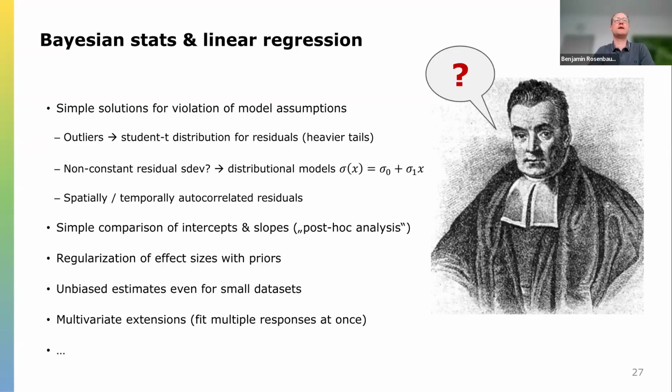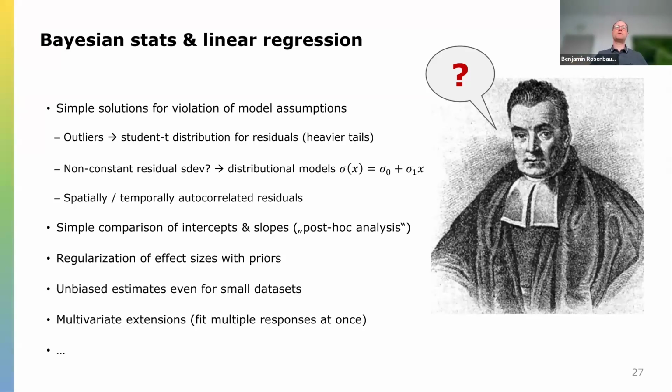For instance, if you have outliers, this means that sometimes your residuals are a bit larger than expected for single data points, and a normal distribution doesn't describe this residual distribution well. You can use a student t-distribution, which looks like a normal distribution, but assigns a bit more probability mass to the tails, so to the values which are a bit farther away. And this can help you to get unbiased estimates for intercept and slope, even in the presence of outliers.